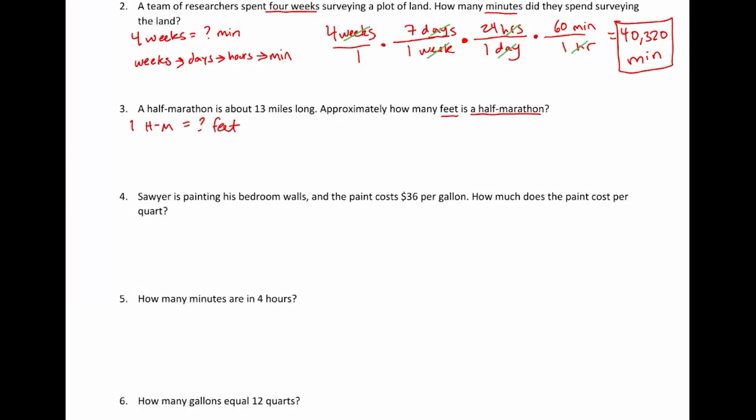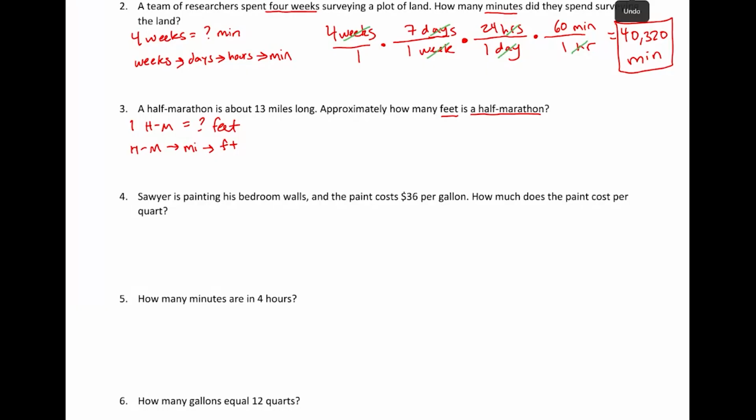Now, half marathon is 13 miles long, so we can't go directly from half marathon to feet, but we can go from half marathon to miles to feet. So that's what we're going to do. We're going to go from half marathon to miles, and then miles to feet. So the half marathon to 13 miles, that's not given on your conversion chart, but it is spelled out in the problem. So sometimes that will happen, if you're given a unit that's not on your conversion chart, it will be given to you. So just, again, don't worry about memorizing any conversions.